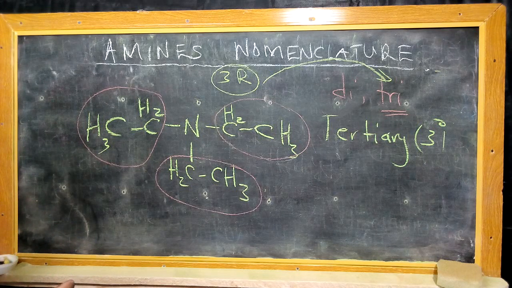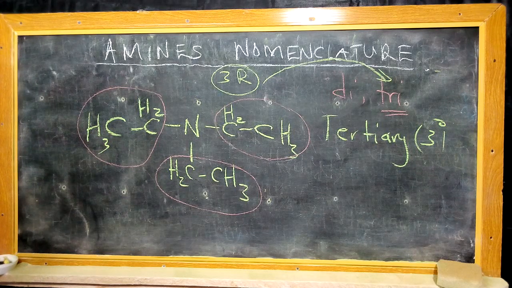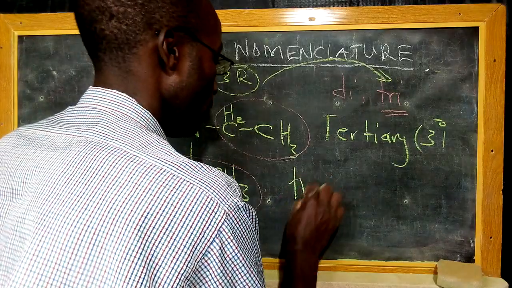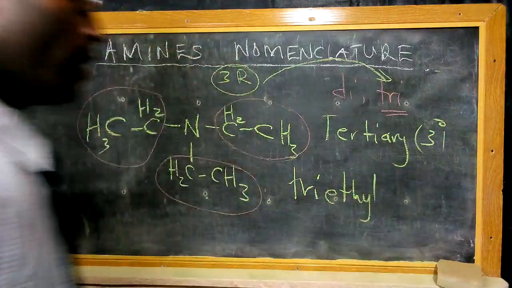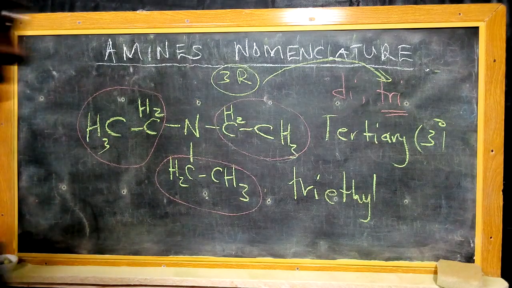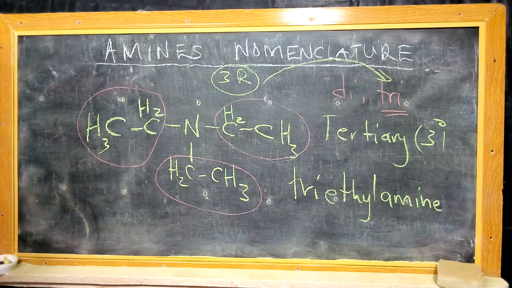In that case, whenever they are the same, as you have said, we can just use di, tri, etc. So we have identified it as a tertiary amine. So let's name it. It is tri, and then the name of the substituent, ethyl, triethyl, and then the suffix will be amine: triethylamine.